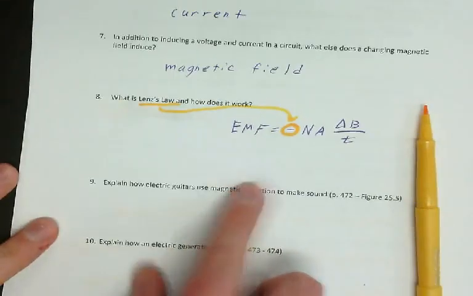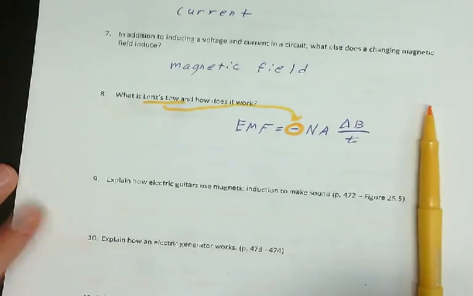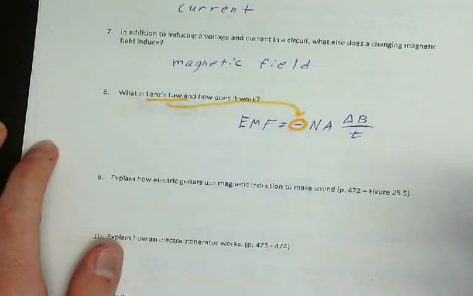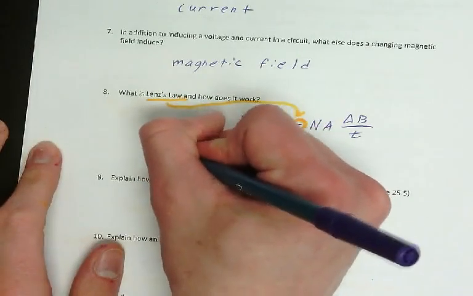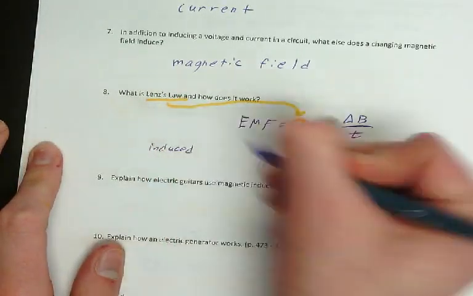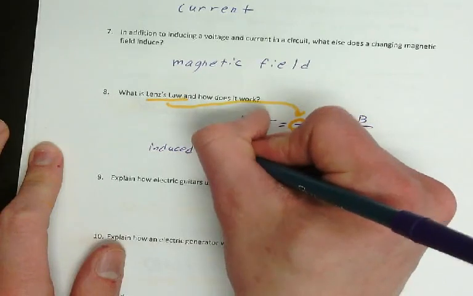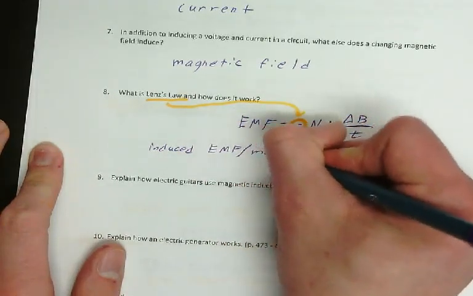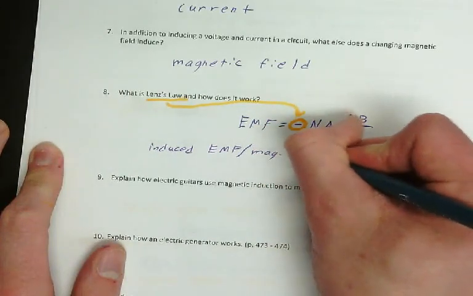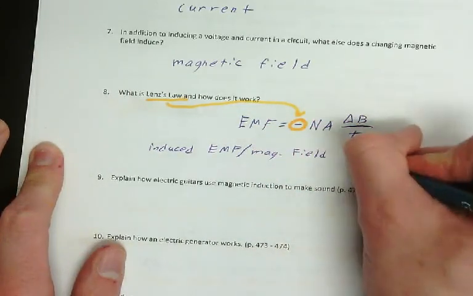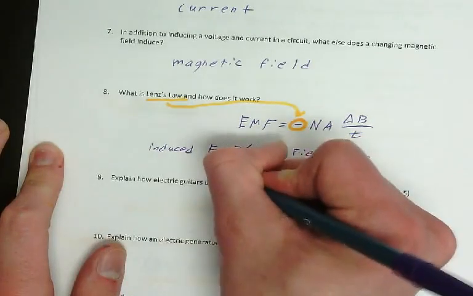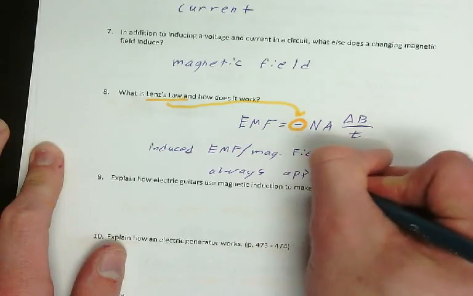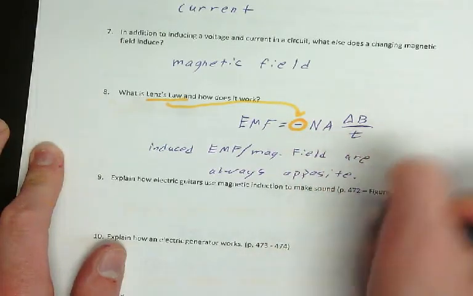So this is Lenz's law. It's the negative sign. And what it means is that it's always in the opposite direction. So the induced EMF and magnetic field are always opposite the direction you're doing.